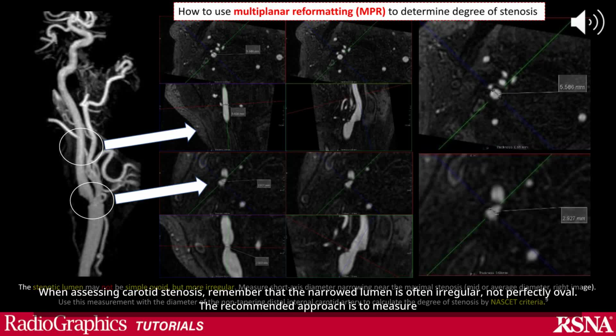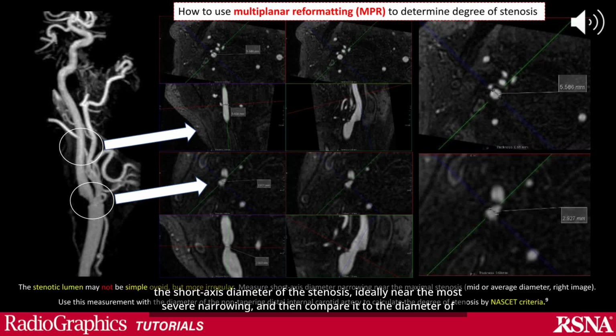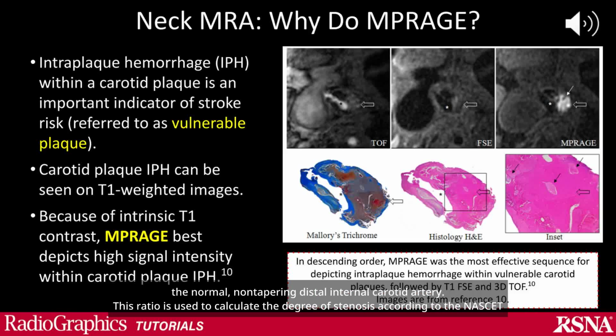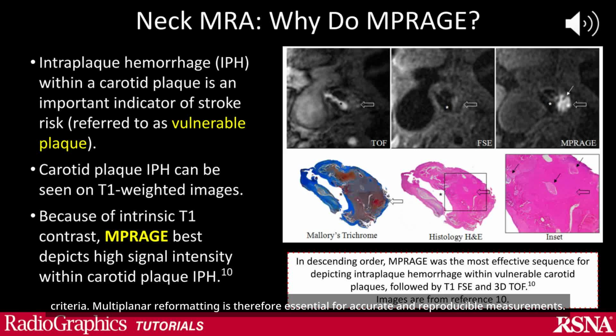When assessing carotid stenosis, remember that the narrowed lumen is often irregular, not perfectly oval. The recommended approach is to measure the short axis diameter of the stenosis, ideally near the most severe narrowing, and then compare it to the diameter of the normal, non-tapering distal internal carotid artery. This ratio is used to calculate the degree of stenosis according to the NASCET criteria. Multiplanar reformatting is therefore essential for accurate and reproducible measurements.